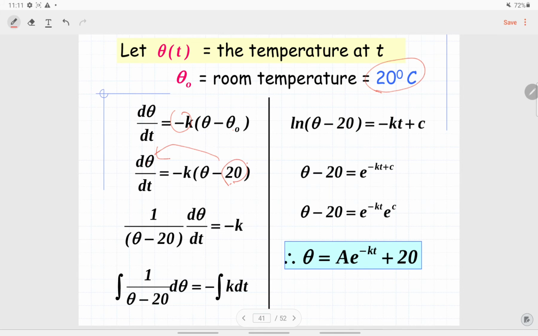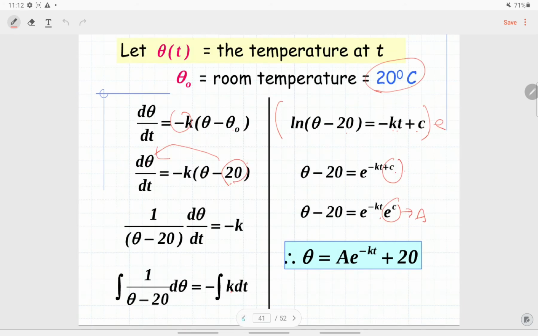Okay, we integrate both sides. We integrate 1 over theta minus 20, and we will get ln theta minus 20. Integrate k, we will get negative kt plus c. Multiply with exponent both sides. Theta minus 20, we will get exponential negative kt plus c. And then we know that the plus here is the multiplication. Then we can get theta is equal to A exponential negative kt plus 20. That is the general form.